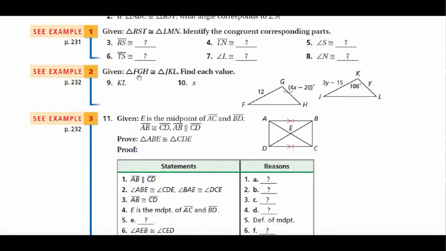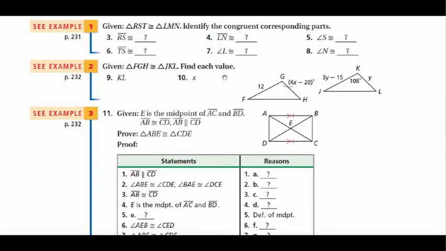Given that triangle FGH is congruent to JKL, find each value. I want to find out how much KL is. Well, KL corresponds, this is the middle letter and the last letter, so that corresponds to G and H. So that means that y is equal to this segment right here, GH. But right now I don't know what GH is.